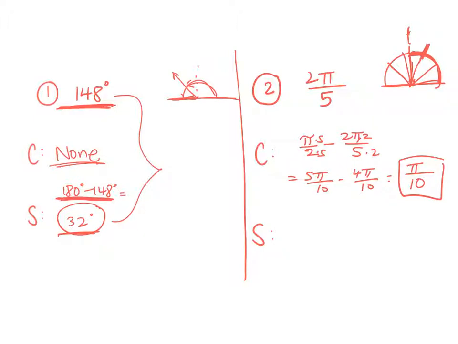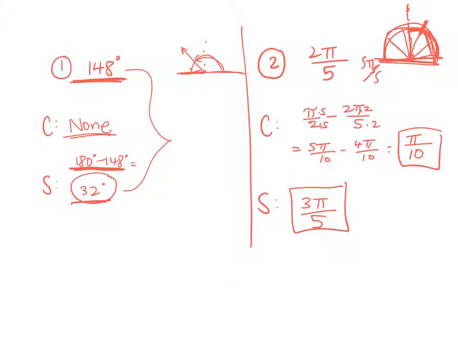So supplementary, well, how much do you need? For this one, I would just do it visually because I know I'm at 2 pi over 5, but I need to go all the way over here to 5 pi over 5. How many more slices do we need? 3 pi over 5, because 2 pi over 5 plus 3 pi over 5 gives me 5 pi over 5, which is 1 pi.